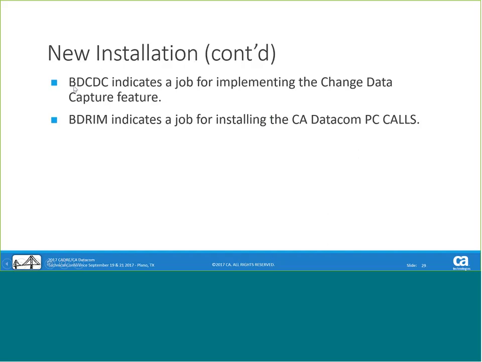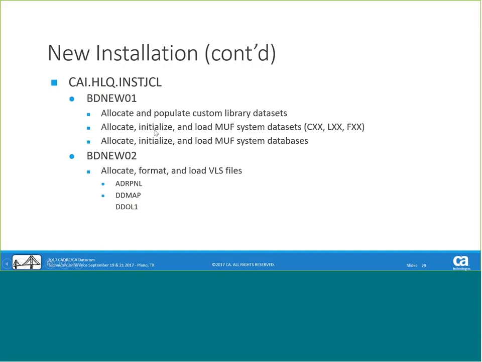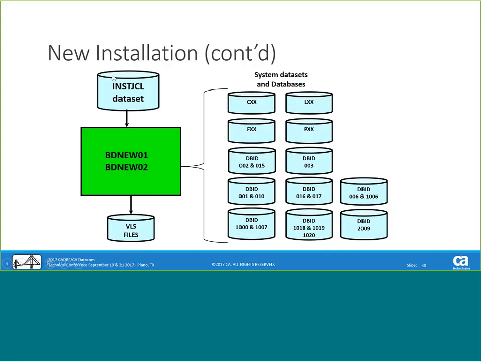If you're going to be implementing CDC, there's a member or several members that begin with BDCDC. That's an optional feature. So this is the JCL to allocate and create all of the resources associated with change data capture. And then you have your BDRIM, which is to install the PC call modules. Well, module, used to be modules. So anyway, here's the BDNew allocates and populates. BDNew 2 does your VLS files. And here's a pictorial representation of what it's creating. So you have new 01, new 02, and it allocates all of these resources, and as well as the VLS files.